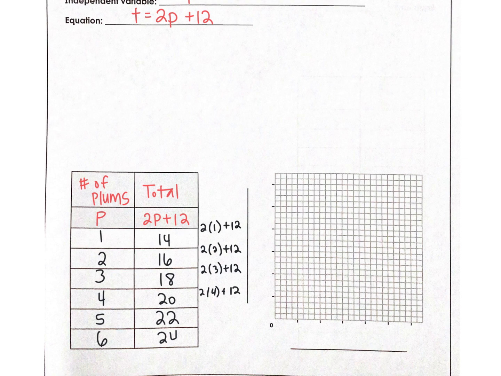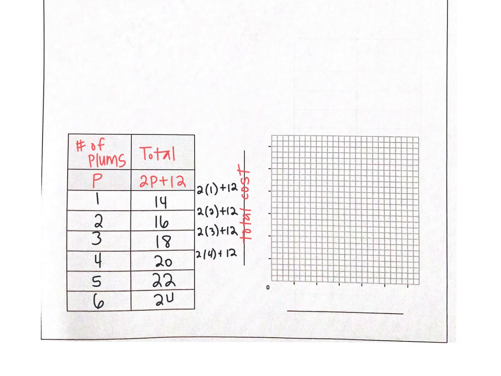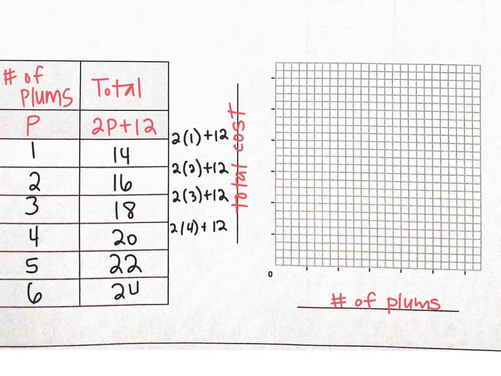So now we move on to graphing that equation. Over here I have my total cost. I didn't give myself enough room to write on that line. I have total cost over here on the y-axis. So what is my dependent variable? What's my x-axis? Yep, the number of plums, because that determines what my total cost will be. My cost depends on the number of plums that I buy.